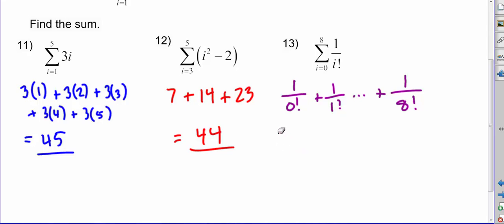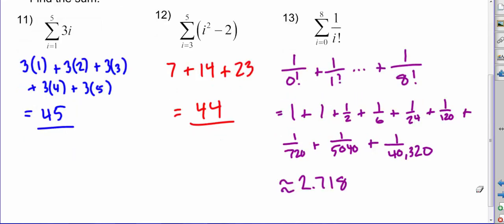What we get is 1 over 1 plus 1 over 1. 1 over 2 factorial is 1/2. 1 over 3 factorial would be 1/6. And I'm going to keep going. As a matter of fact, if you want to pause the video, I'm going to skip ahead where all the solutions are written down. All right, so here we go.